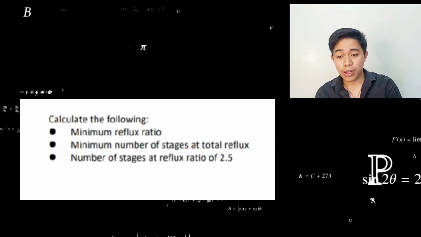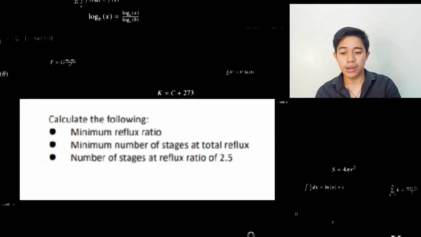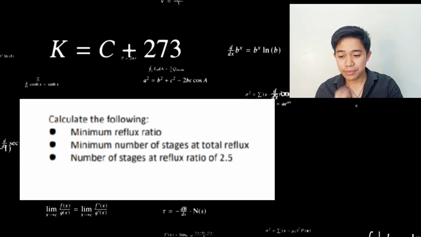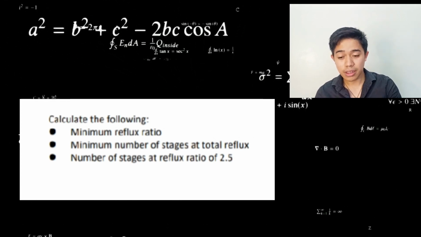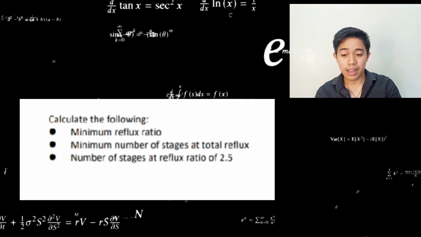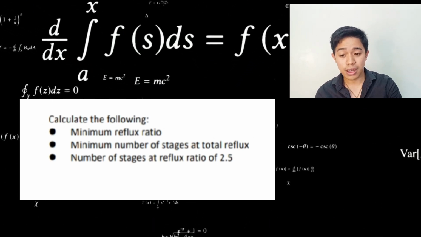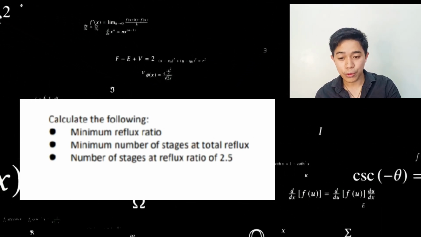We are then required to calculate the following. First, the minimum reflux ratio. Second, the minimum number of stages at total reflux. And lastly, the number of stages at reflux ratio of 2.5.